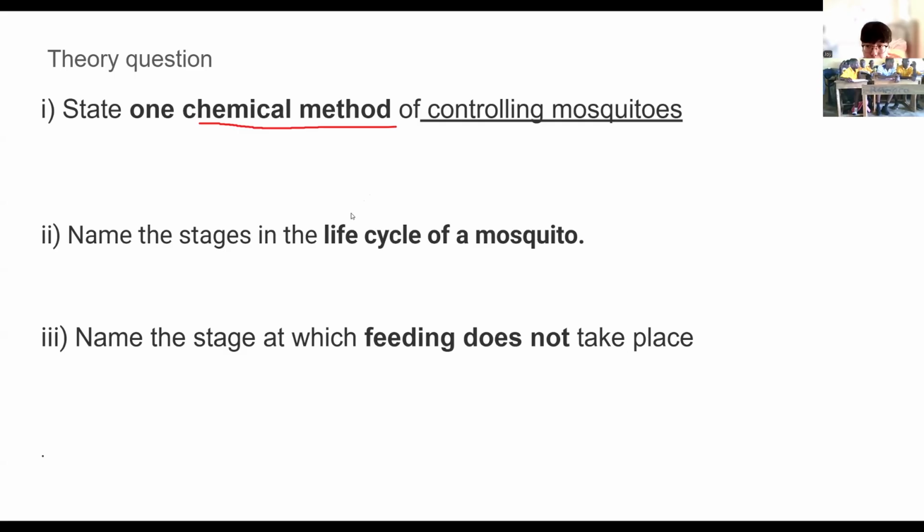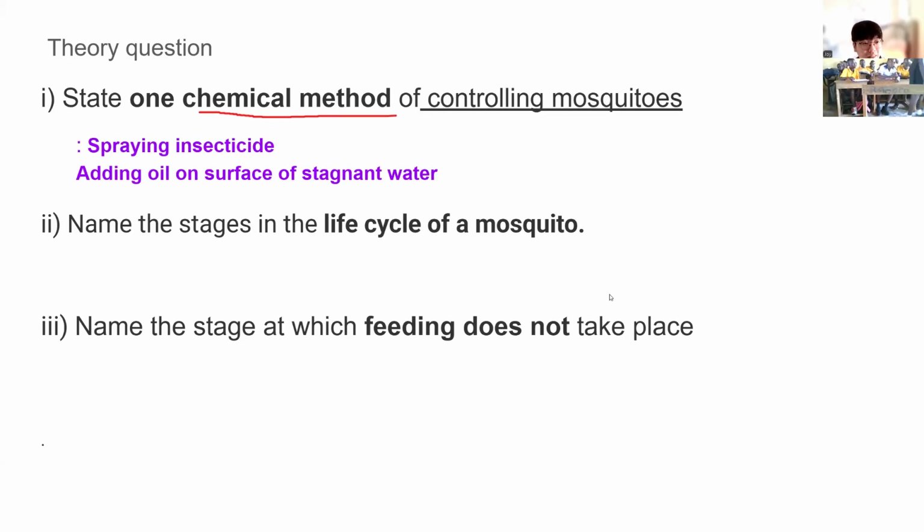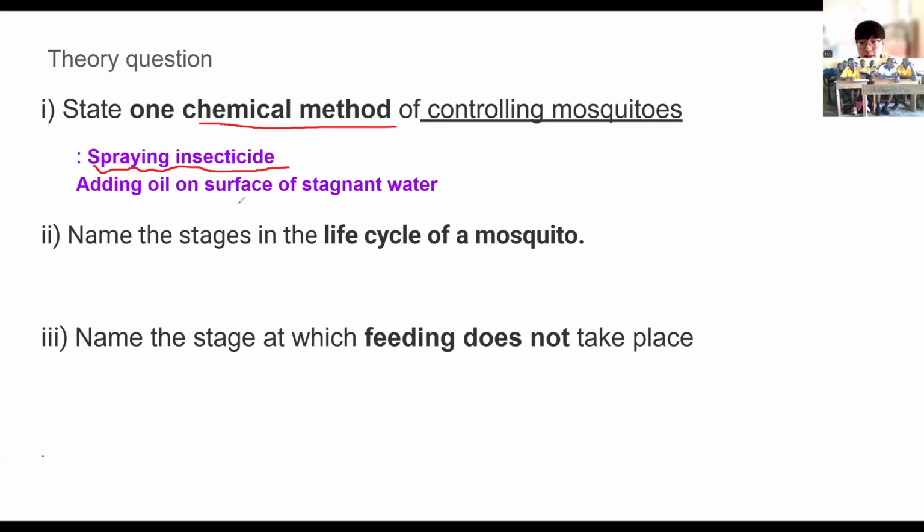There are quite a few simple things that you can do. Do you know the answer? Using insecticide to kill them. Yes, that's correct, the use of insecticides. Great job, that's the best way, actually. Like you said, we spray insecticides. That is a chemical method that we use to kill mosquitoes. There are some other options we've talked about, like adding oil on the surface of water, which also helps.